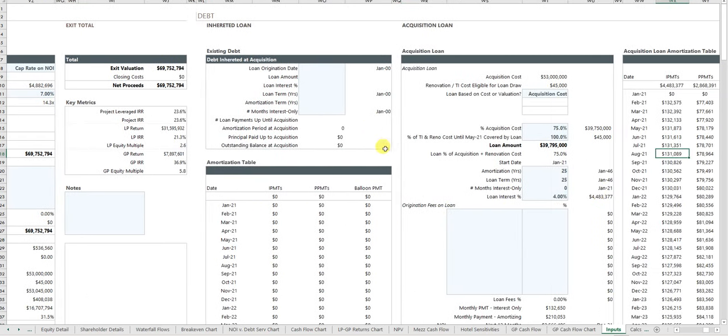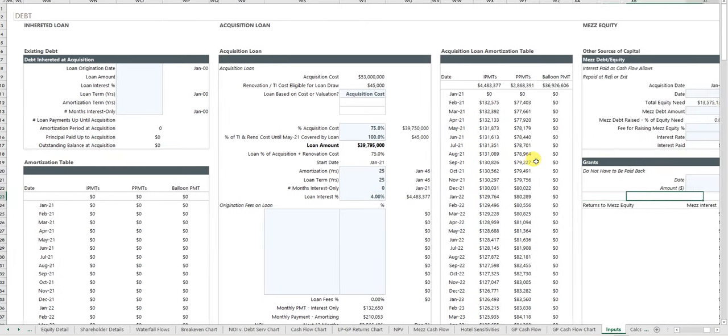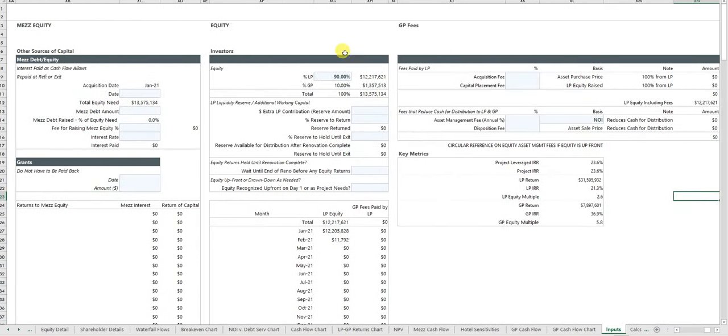The model would allow you to take over an existing loan on the property if that's relevant. On the acquisition, you can tell the model what percent LTC on the acquisition or LTV, and you can, of course, enter in the pertinent information for interest rates and so forth. The equity splits on the contributions between the LP and the GP. You can have GP fees, acquisition fee, asset management fee, disposition fee, for example.